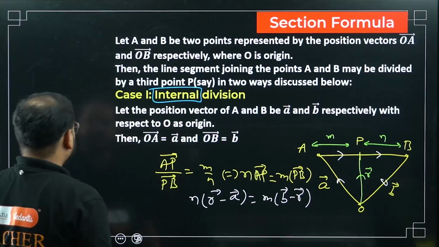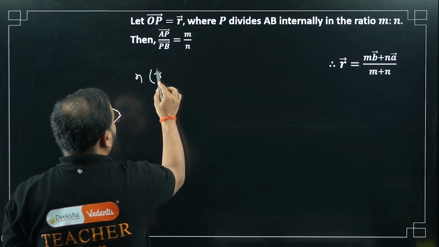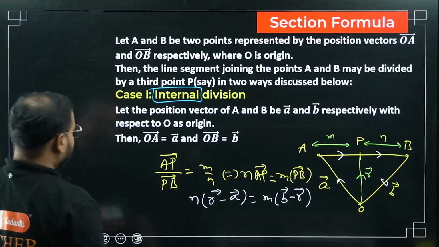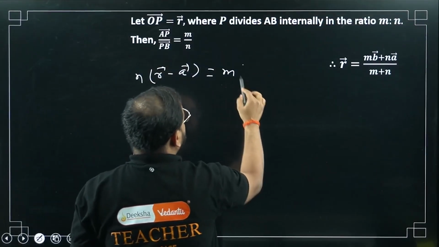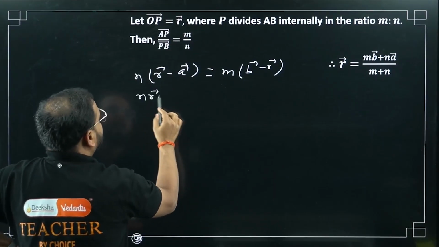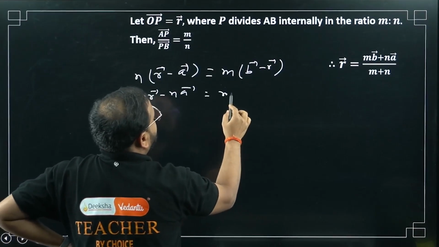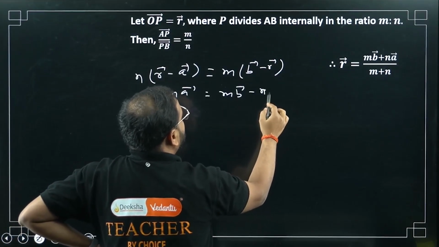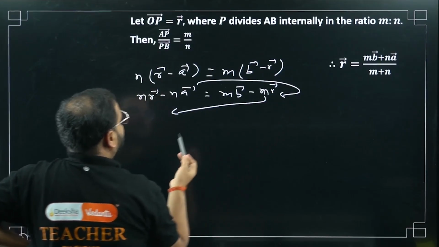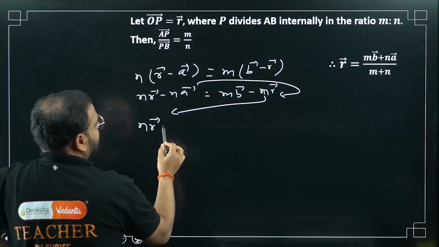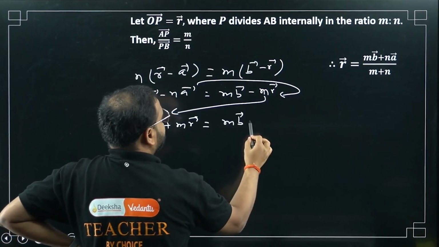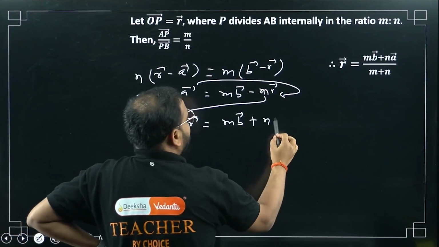N times of R minus A equals to what? Please check. Equals to M times of B minus R. Please simplify this: NR minus NA and MB minus MR. Bring this over here and this over this side. What I'm going to get, please check: N vector R plus M vector R equals to M vector B plus N vector A.